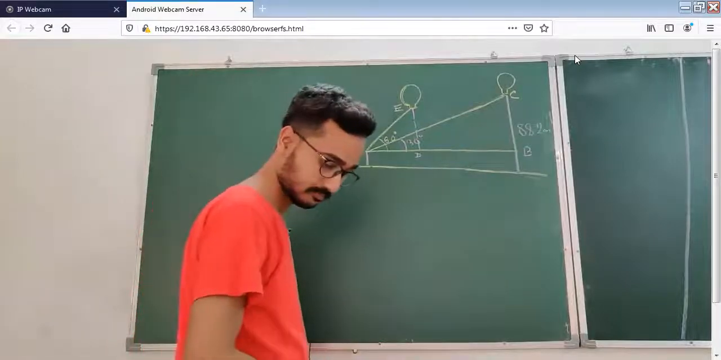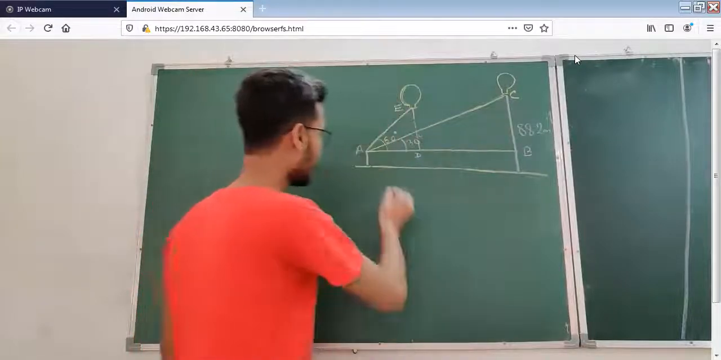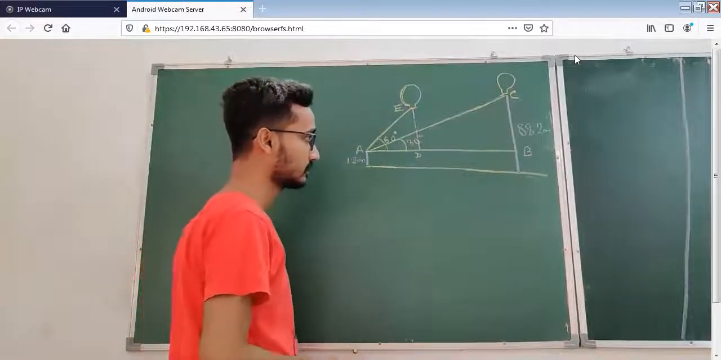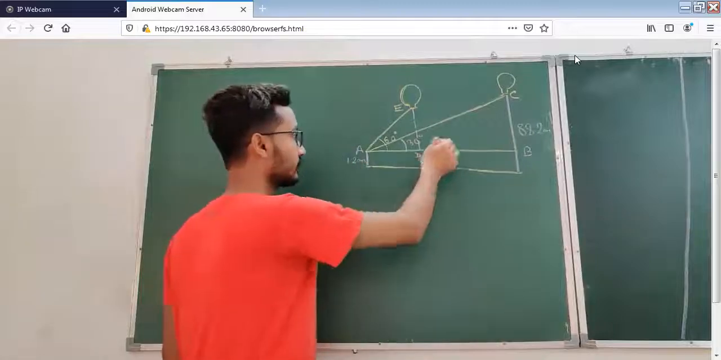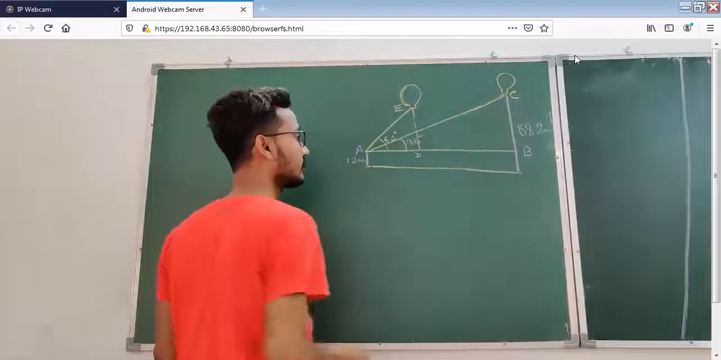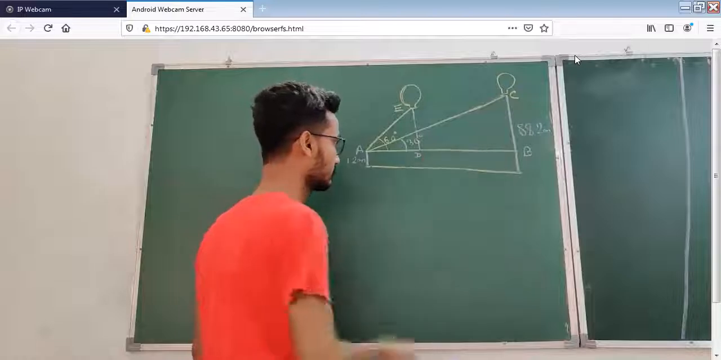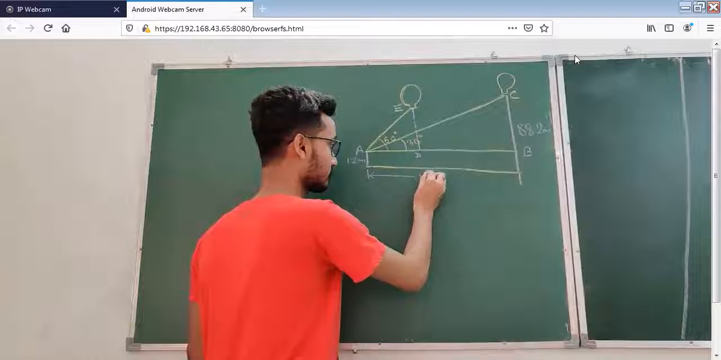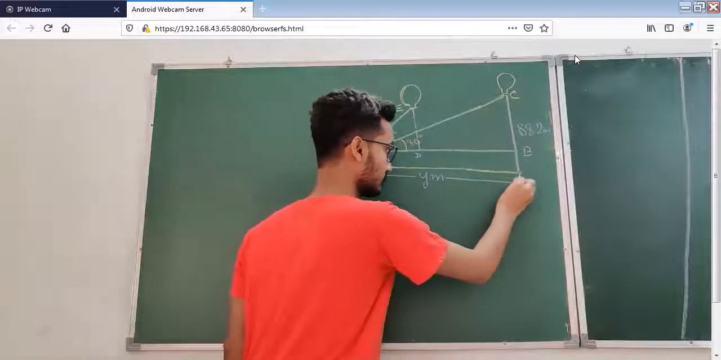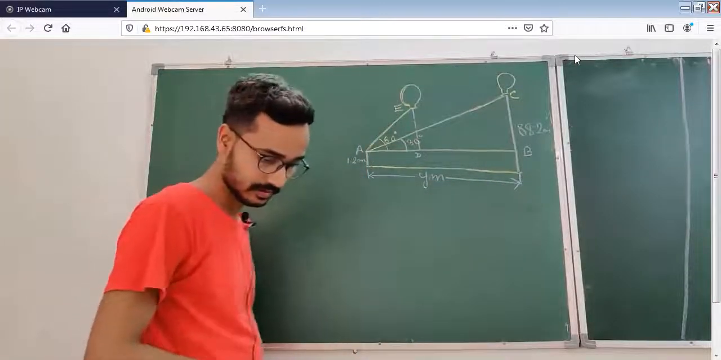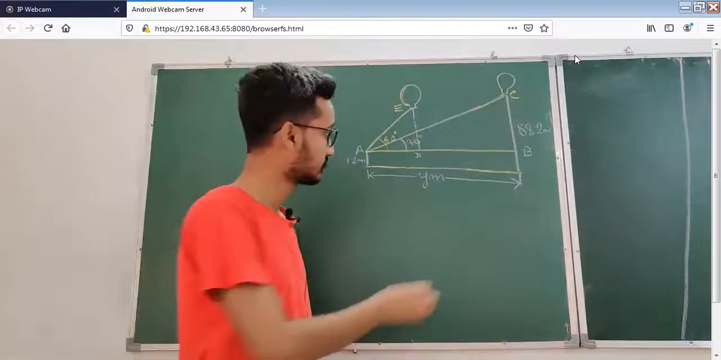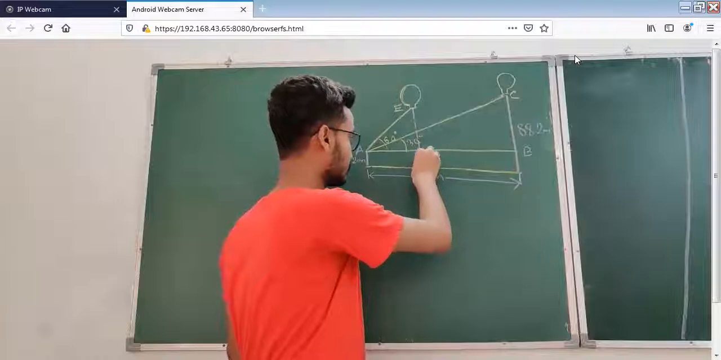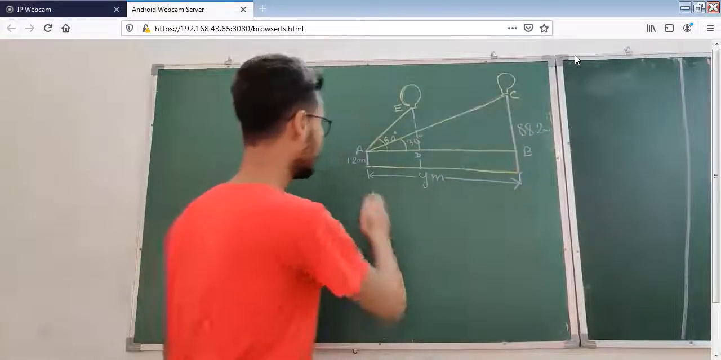Now see, the height of the girl is given how much? 1.2 meter. You have to find how much distance the balloon traveled. That means you have to find BD. Now suppose this is your Y meter, and this is Y meter. Yes. Now you have to find this distance BD. That means this distance. Yes or no? This distance.